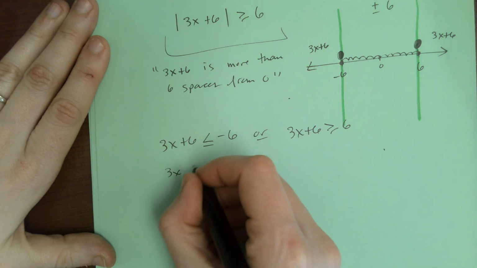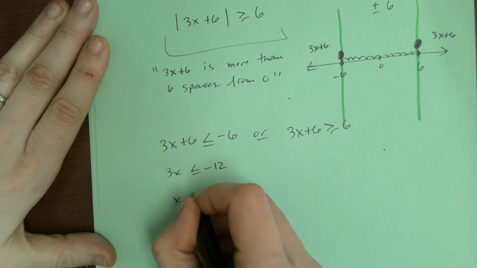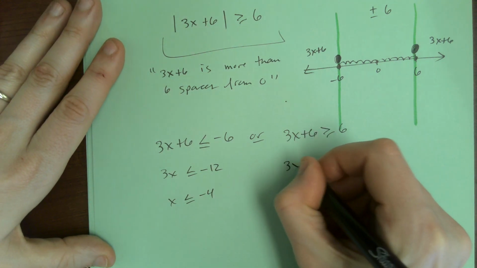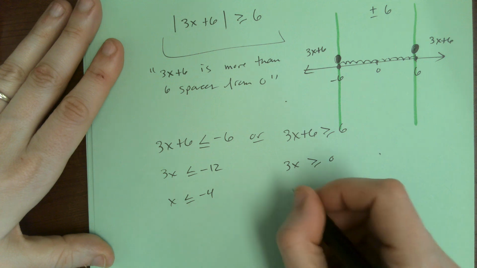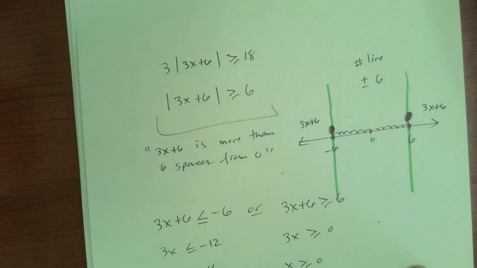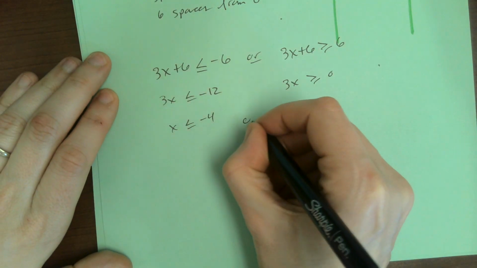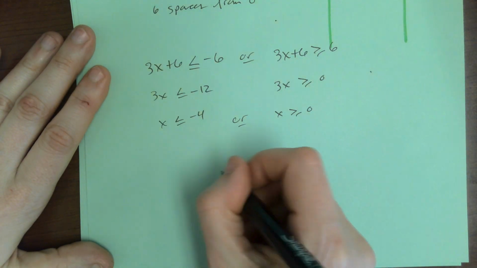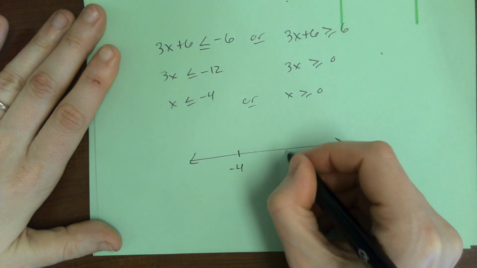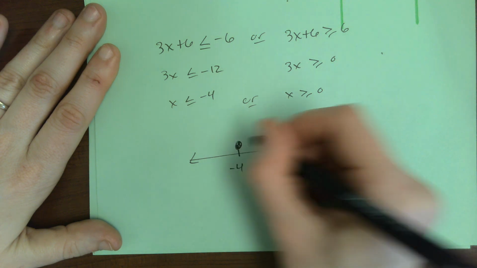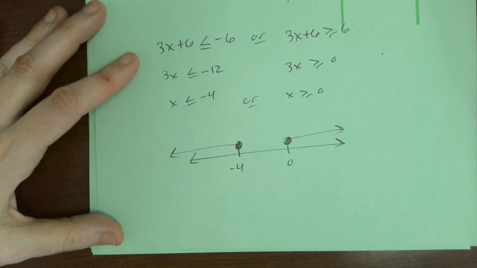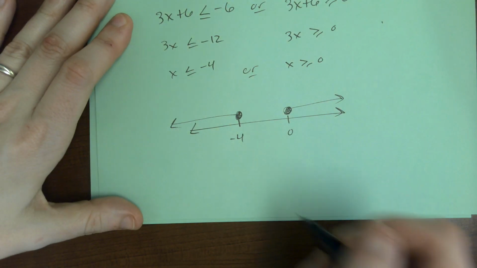And then we just solve each of these. So 3x is less than or equal to negative 12. x is less than or equal to negative 4. 3x is greater than or equal to 0. x is greater than or equal to 0. Okay, so these are our 2 inequalities that we're getting. Now let me put them on a number line, and then I'll state my answer in interval notation. So x is less than or equal to negative 4, or x is greater than or equal to 0. So the final answer.